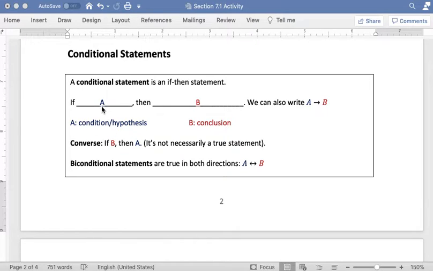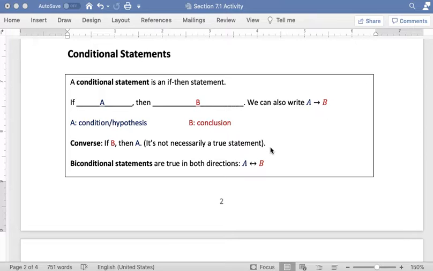So that's the A here in blue. If the condition happens, then the conclusion happens. So the conclusion is the second part, or the B here in red. A converse of a conditional statement is when we flip the condition and the conclusion. So we say if B, then A. And a converse is not necessarily a true statement.